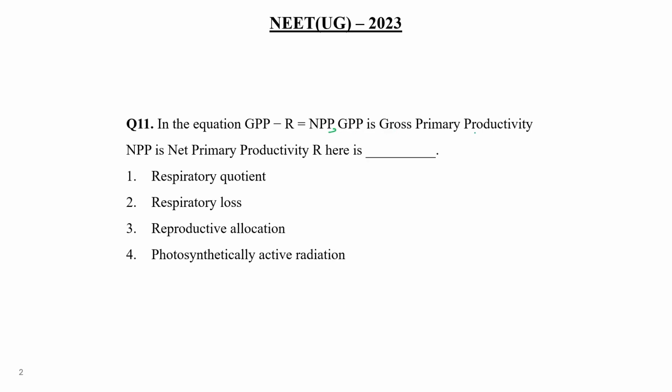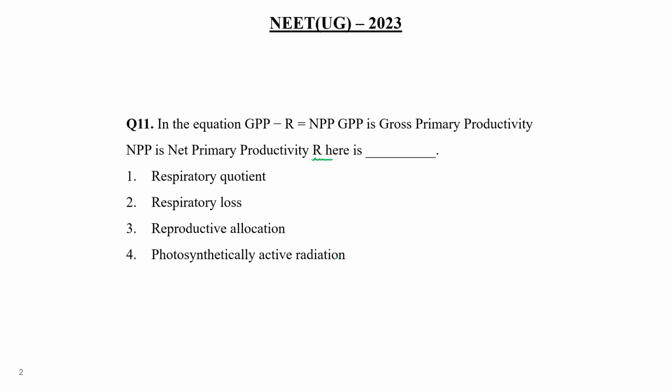GPP is the gross primary productivity. NPP is net primary productivity. What is R? They want to know the full form of R. R is respiratory quotient, respiratory loss, reproductive allocation, or photosynthetically active radiation. Tell me the right answer.